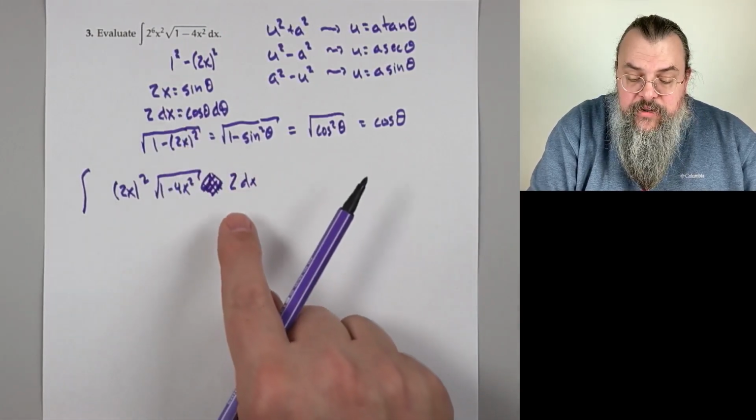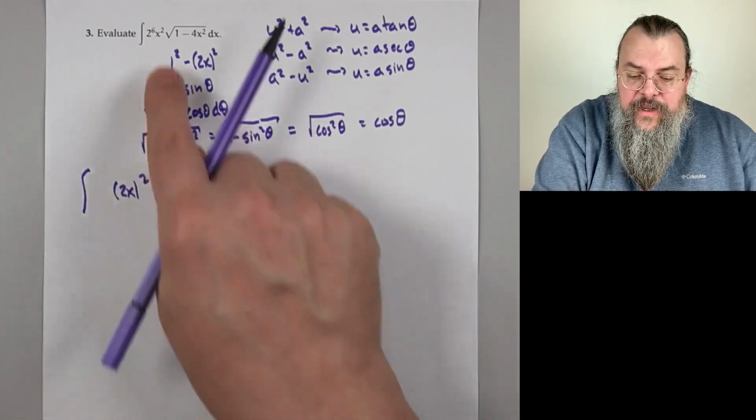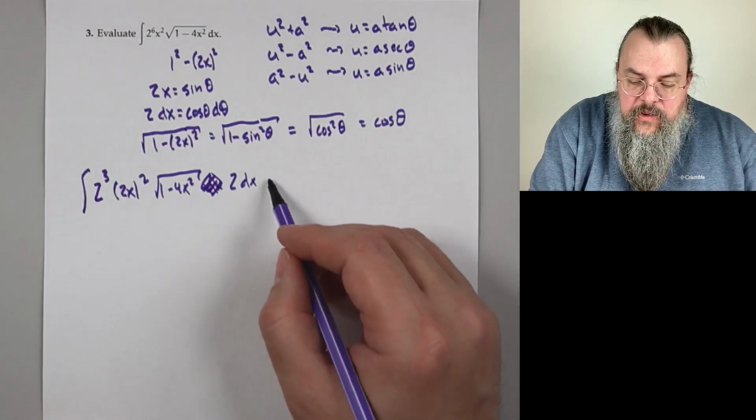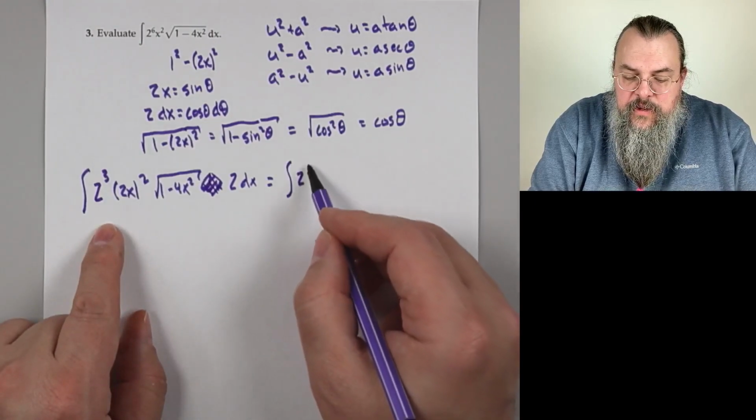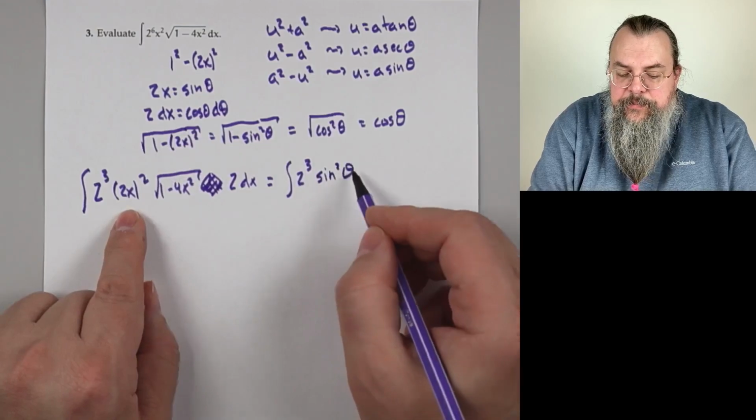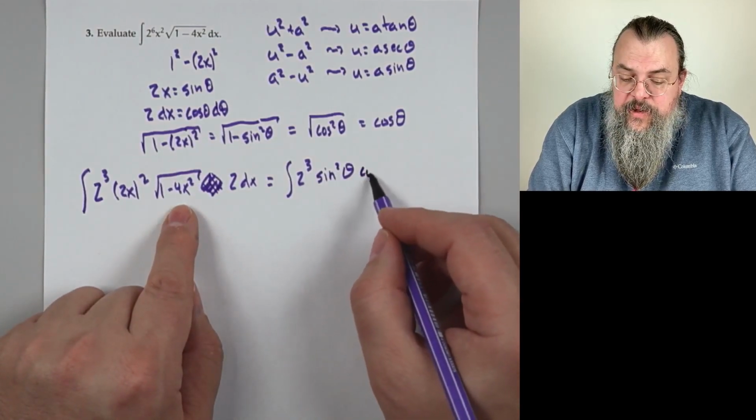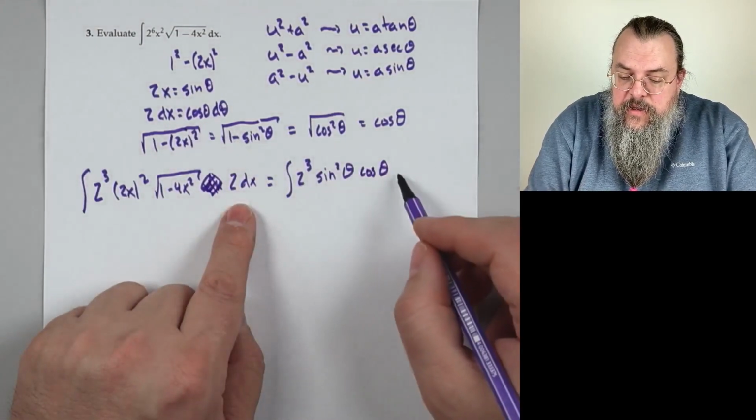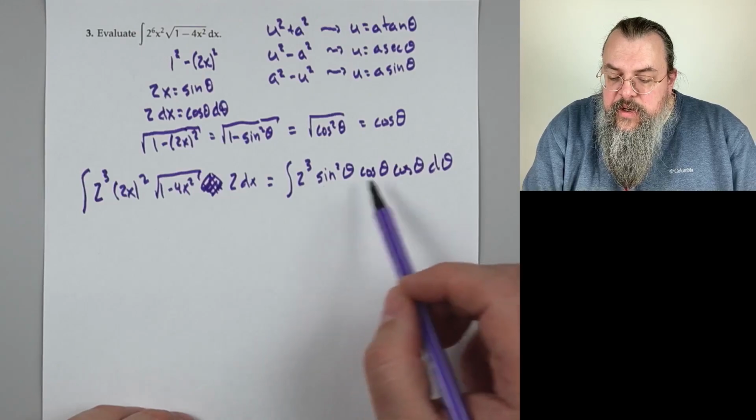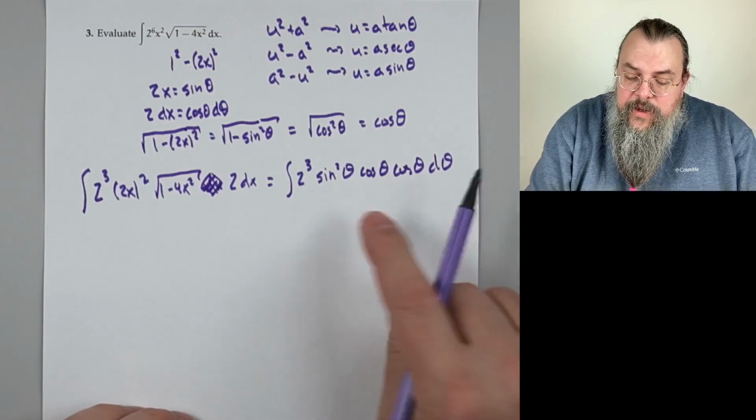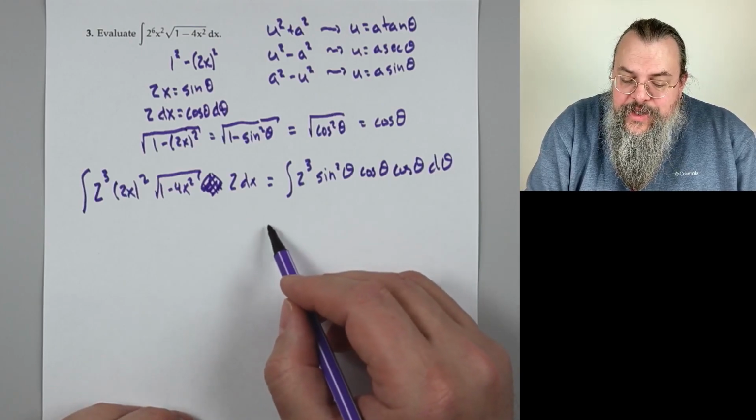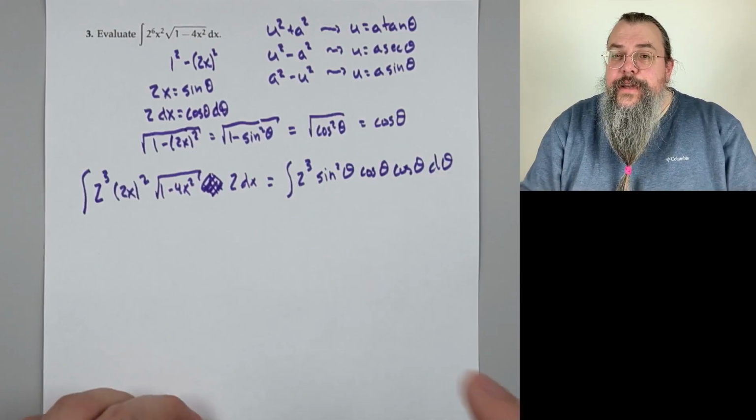So how many 2's have we borrowed so far? We've borrowed 1, 2, 3. We have 2 to the 6, which means we have 2 cubed left. So we're going to have 2 cubed. Now, here 2x squared becomes sine squared. The square root of 1 minus 4x squared becomes cosine. 2 dx becomes another cosine. So we have 2 cubed sine squared theta cosine theta cosine theta. Or, we have sine squared cosine squared, and we kind of have 2 sine cosine. We go back to our trig identities.